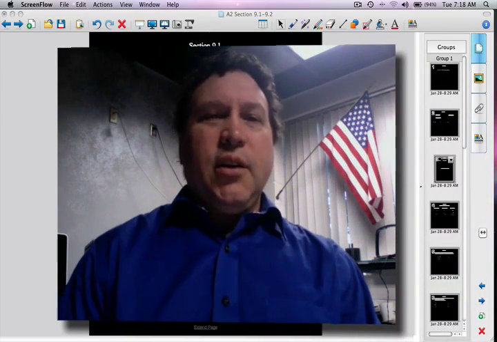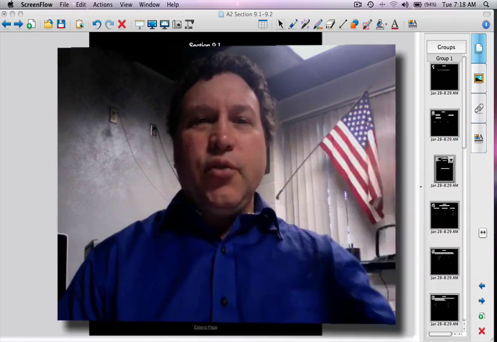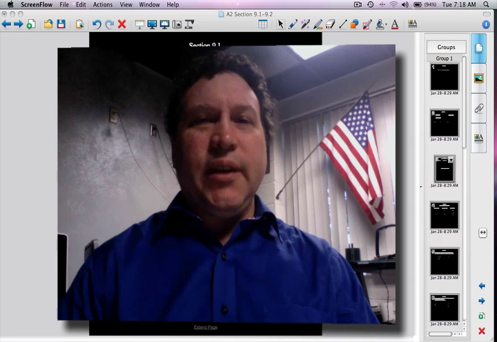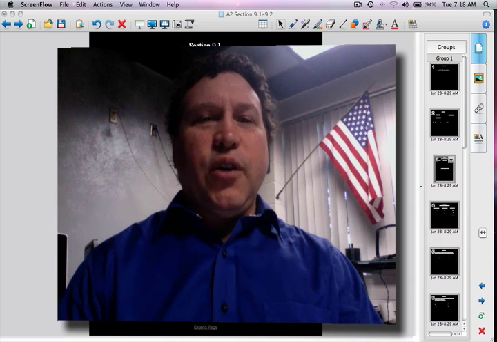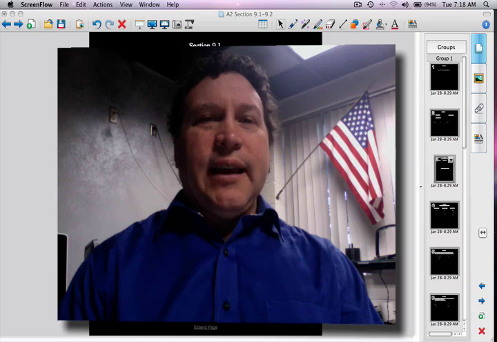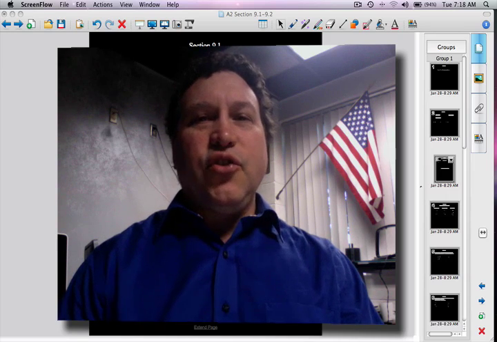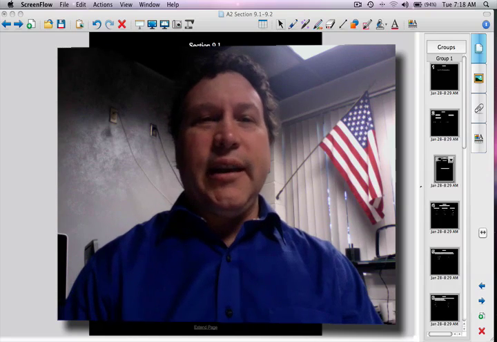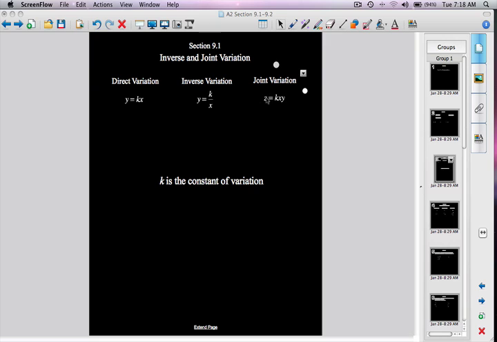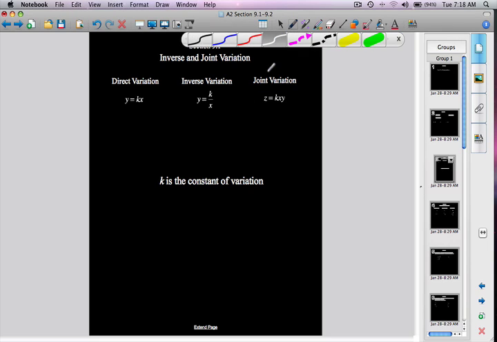So today we're going to be working on section 9.1 where we introduce the concept of inverse and joint variation. Now the good news for you folks is that since we've already done direct variation, you'll find that inverse variation and joint variation are very similar in terms of how you use them. In each case, the variable k is the constant of variation. And the method for solving a direct variation problem, an inverse variation problem, or a joint variation problem are all the same.